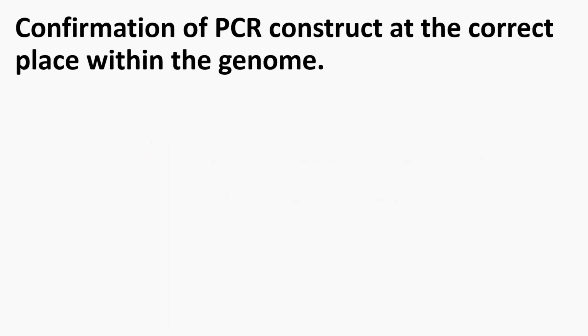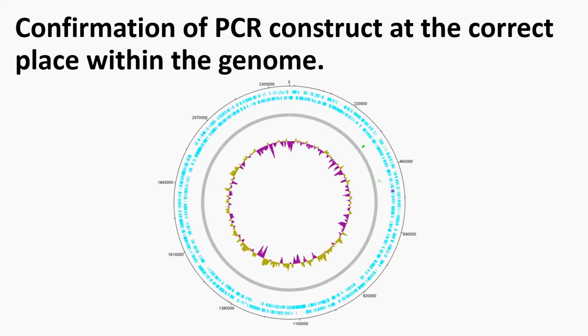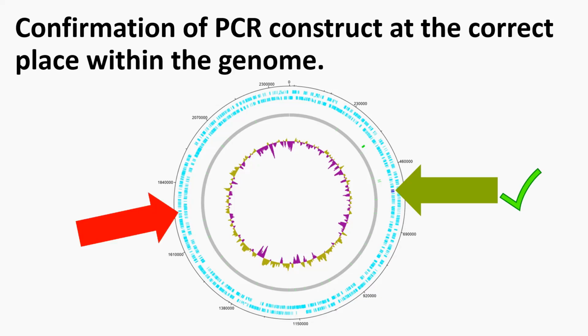Following transformation, sequencing was carried out to confirm the PCR construct had incorporated into the genome, and to check it had incorporated in the right place, creating the knockout. Considering the circular bacterial genome, we want the kanamycin resistance gene to knock out a specific other gene. Should the kanamycin gene be at another genomic location, and expressed, this would not be a success.